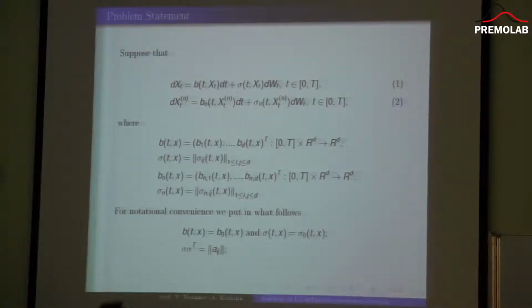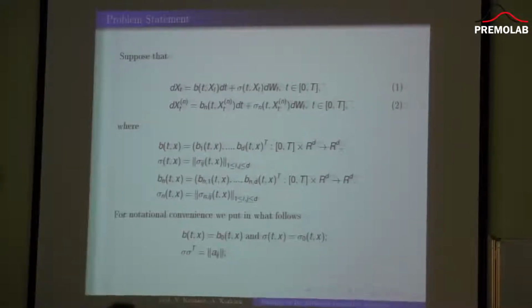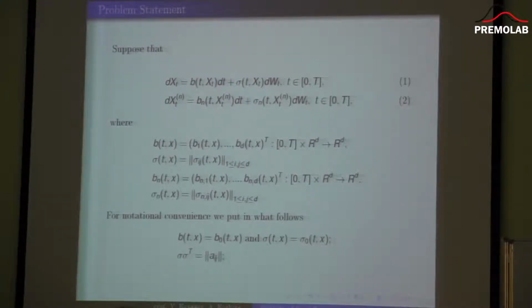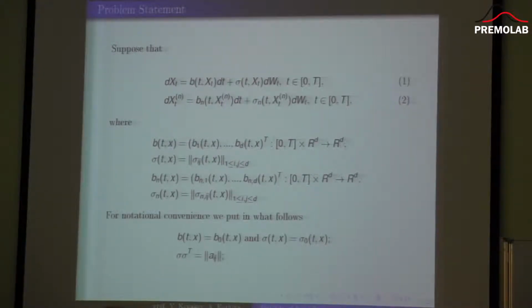Let us have two Itô diffusion processes, the first one and the second one. As you can notice, in the second part we have not just one process, but a series of processes enumerated by n. And the question is how close the processes are if their coefficients are close enough.